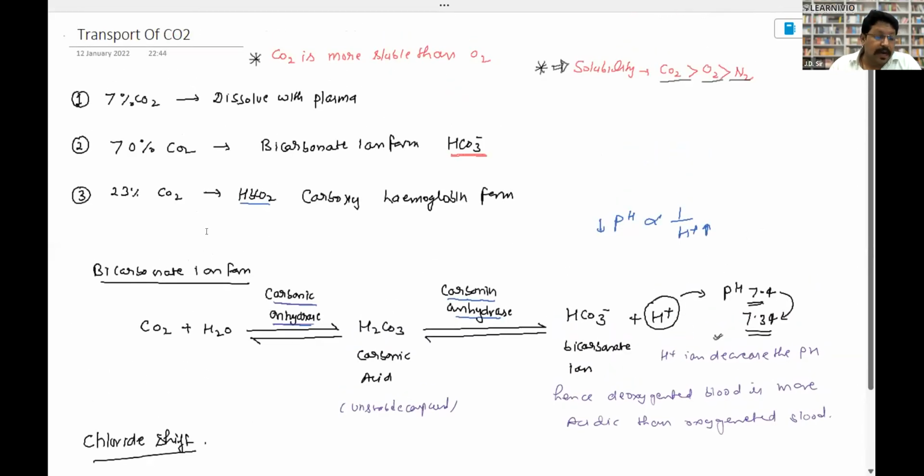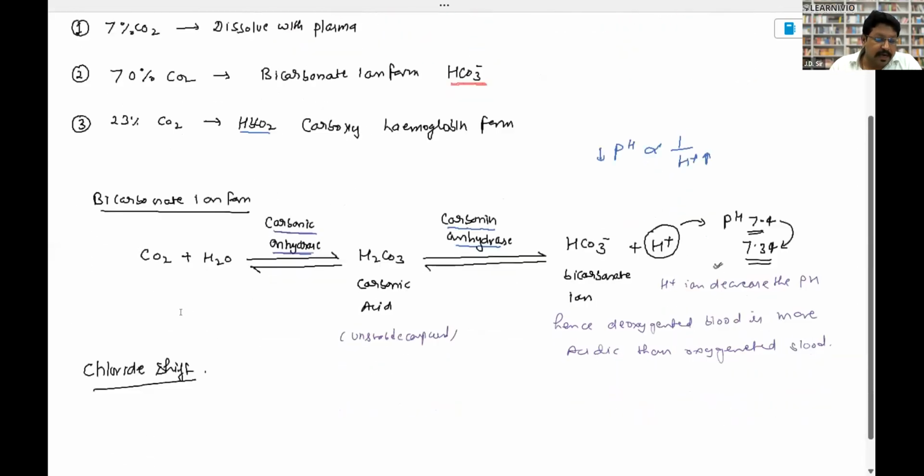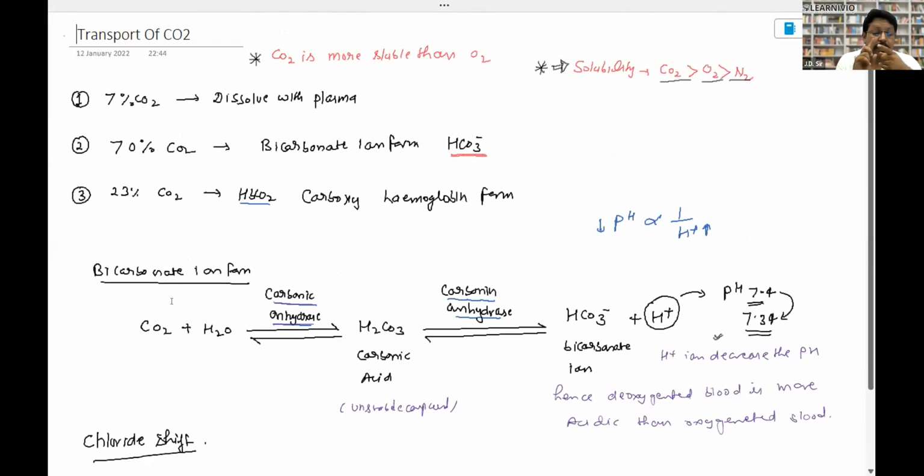Look how the bicarbonate ions are formed. Carbon dioxide, when it goes inside the RBC, right? Carbon dioxide reacts with water in presence of carbonic anhydrase. This question has been asked multiple times: which enzyme is responsible for catalysis of the reaction of CO2 and H2O? Inside the RBC, carbonic anhydrase will catalyze the reaction.